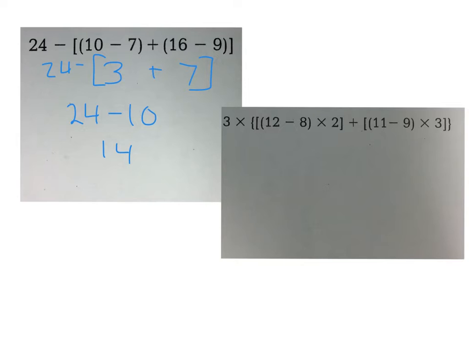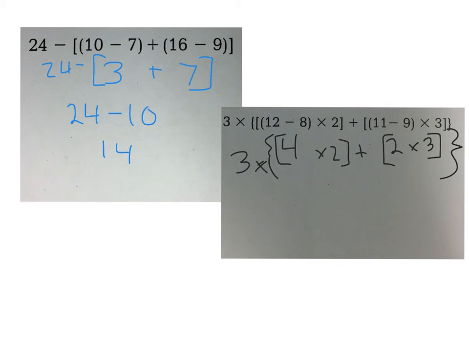Lastly, we'll look at this monster of a problem. And we've got to start in parentheses just like we always do. 12 minus 8 is 4. And 11 minus 9 is 2. This is the tricky part. I need to keep everything else the same. So I'm going to keep my times 3, which is in my brackets. I'm going to keep my plus sign. I'm going to keep my times 2, which is in brackets. I'm going to keep my brace, which is a little difficult to draw on an iPad. And I'm going to keep my 3 times out front. The hardest part, I think, is keeping track of everything you've not done yet.